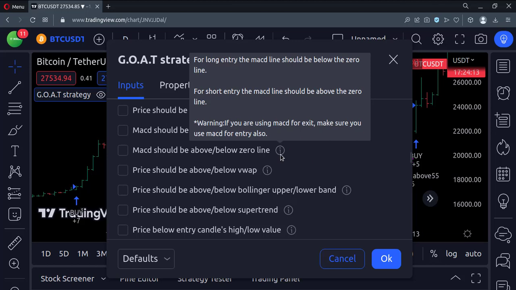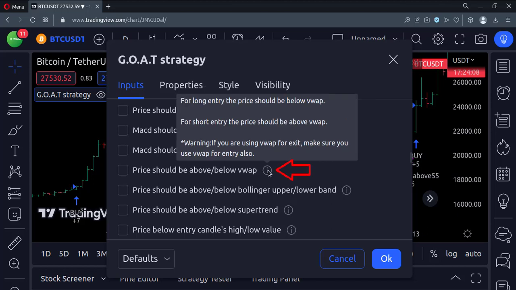Let's see further. The woh.it option says that, for a long entry, the stop loss will hit if the price is below the woh.it line. For a short entry, the stop loss will hit if the price is above the woh.it line.